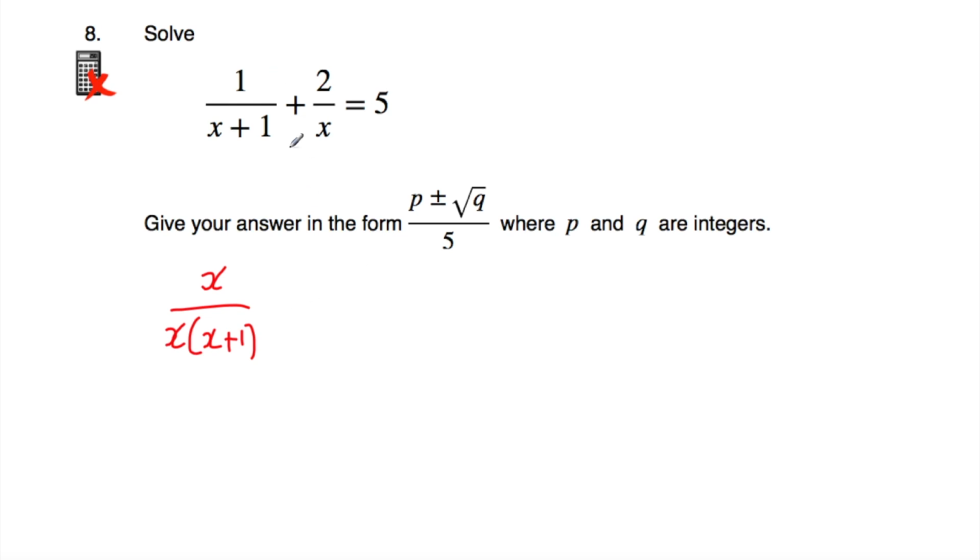Okay, and then we've got plus, and then we've got 2 over x. We're going to multiply both the numerator and denominator of that fraction by x plus 1. So 2 times x plus 1 will be 2 bracket x plus 1.